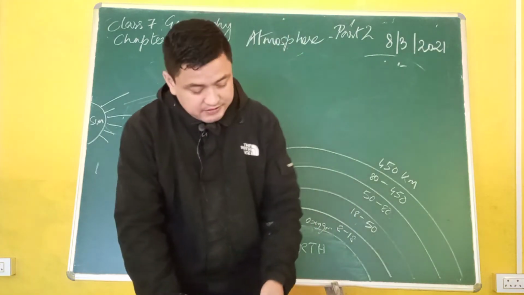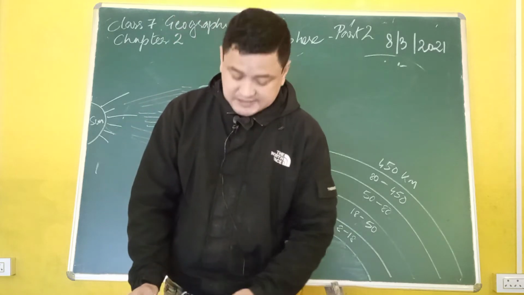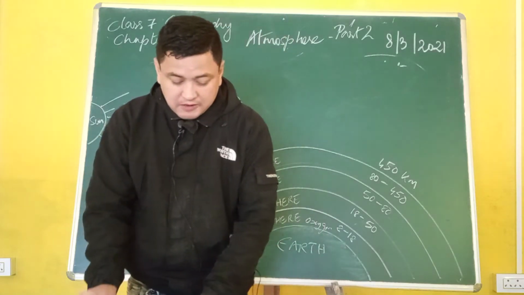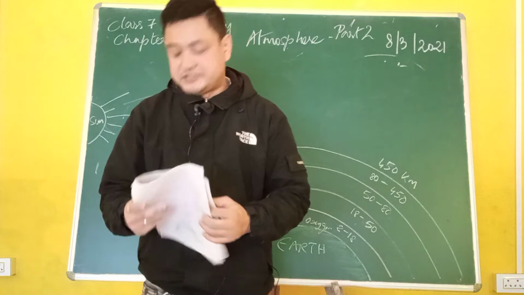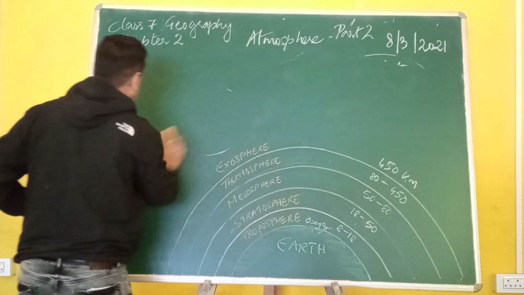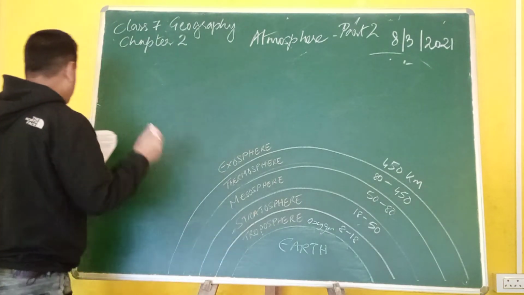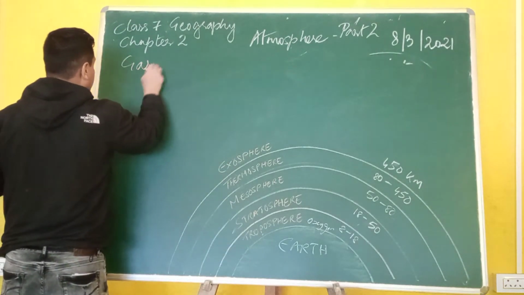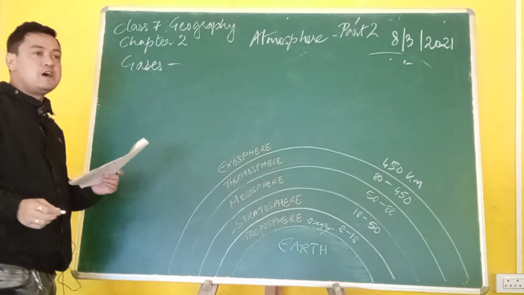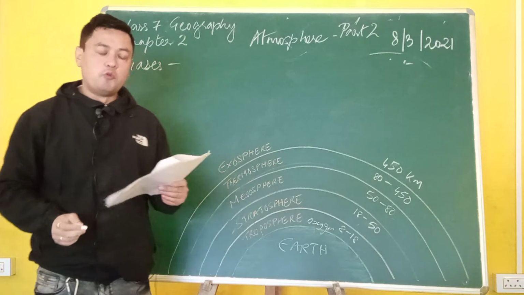Now today we are going to learn the composition of the atmosphere and its gases. We are going to study each gas in detail. We are studying the gases which surround our earth: permanent gases, variable gases, aerosols, as well as water vapor.